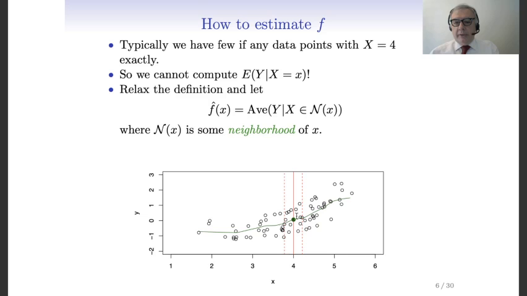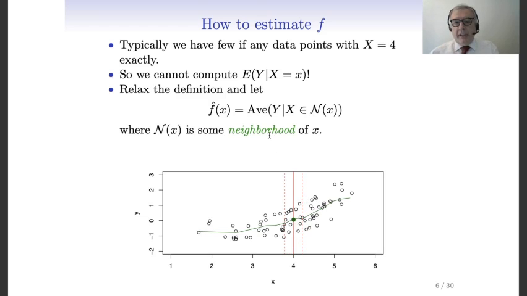And how can I do? You can start observing that if I take x equal to 4, if I fix x equal to 4, I do not have data. So there is no circle that corresponds perfectly to x equal to 4. Therefore, I cannot compute the conditional expectation of y given x by means of some sample average, because I have no data to average.